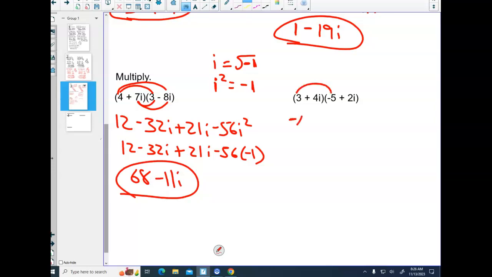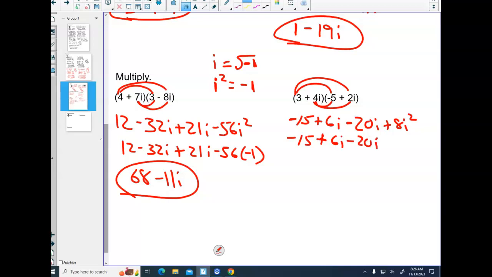Three times negative 5 is negative 15. 3 times 2i is 6i. 4i times negative 5 is negative 20i. 4i times 2i is 8i squared. And that 8i squared becomes positive 8 times negative 1. It turns it into a negative 8. Negative 8 and negative 15 is negative 23. 6i and negative 20i is minus 14i.